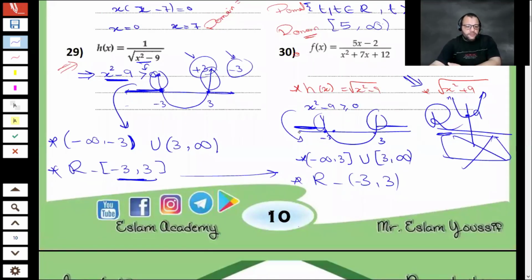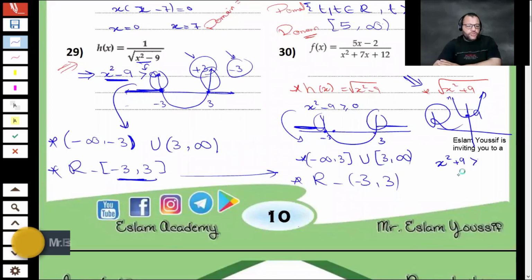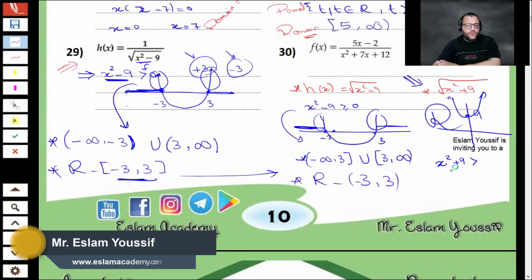Not yet? How can we graph this one? The parabola is shifted 9 units up. You need the solution to be which part? The inequality is x squared plus 9 is greater than or equal to 0. That's right? Okay. So which part will be less than 0? That's the part we refuse.